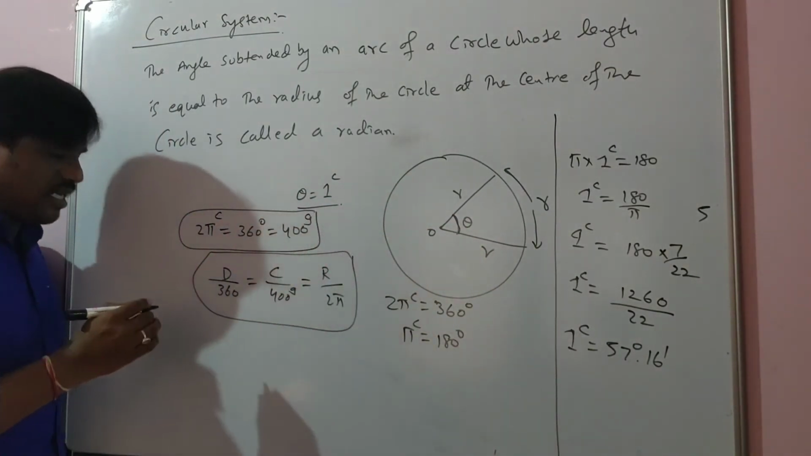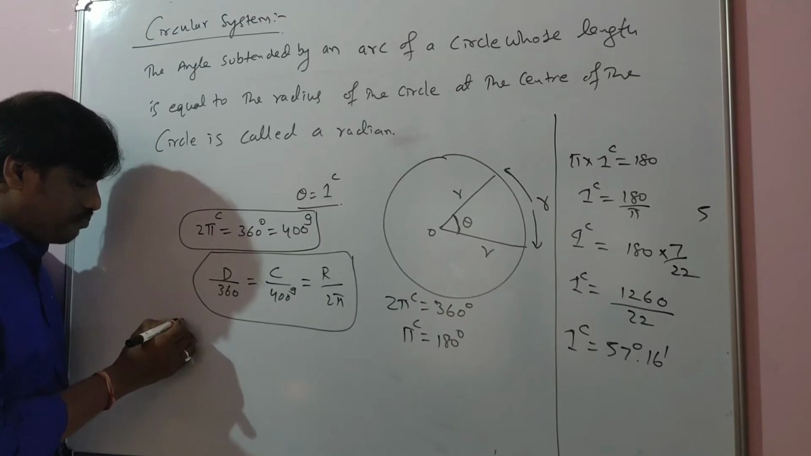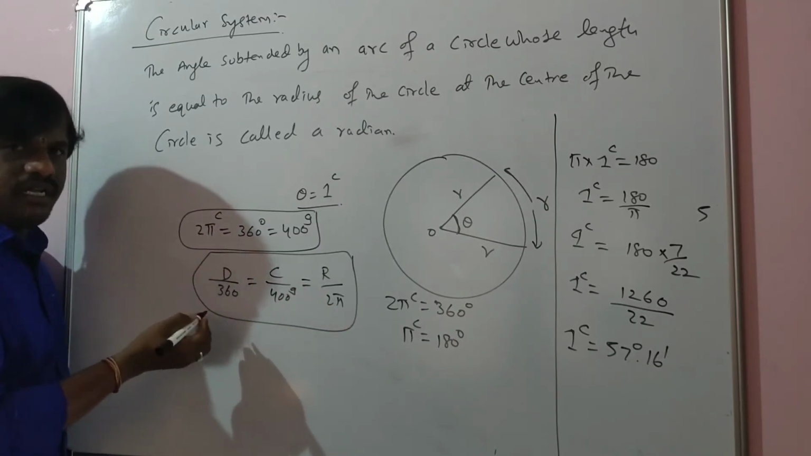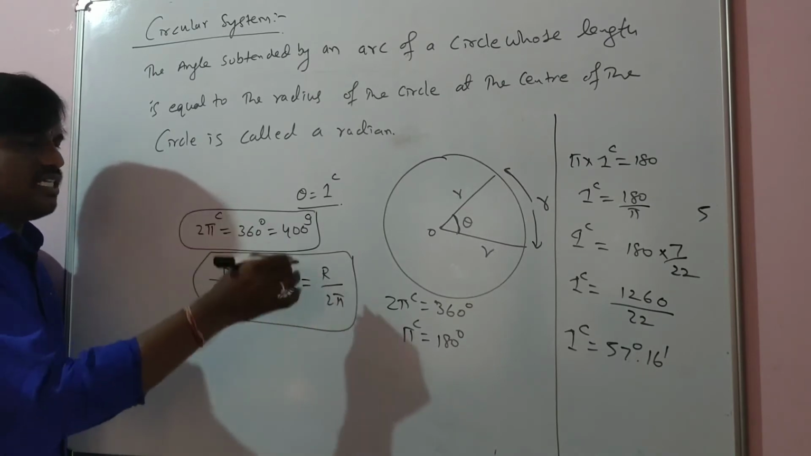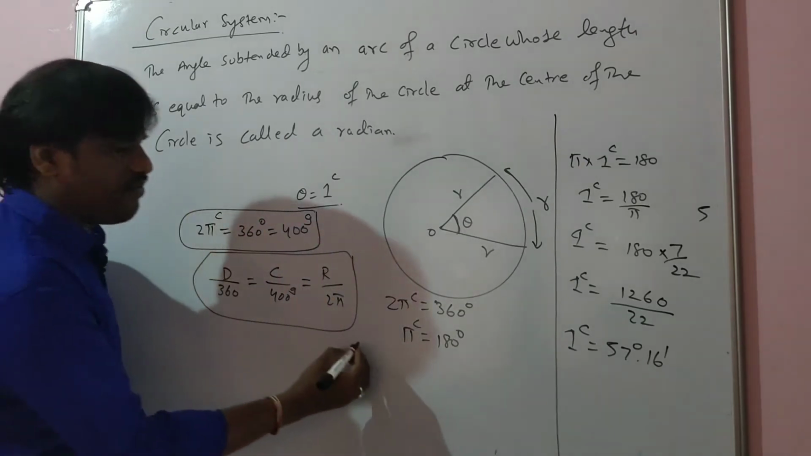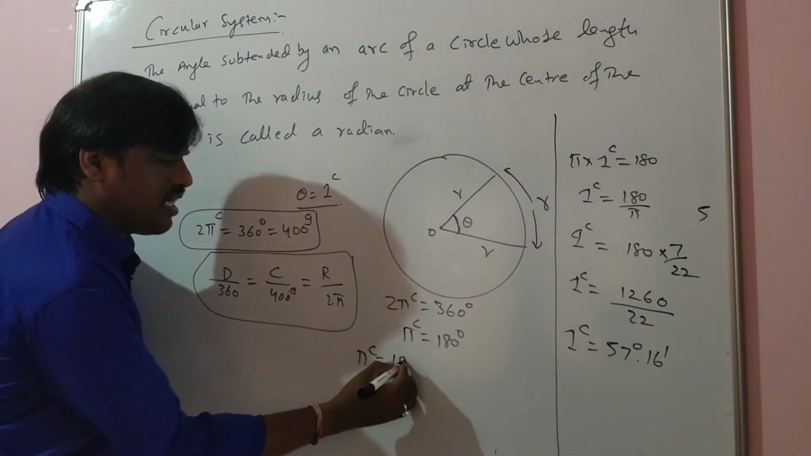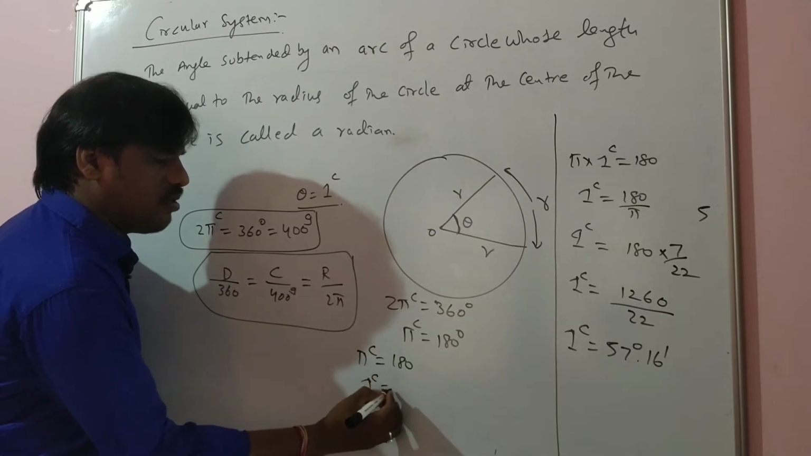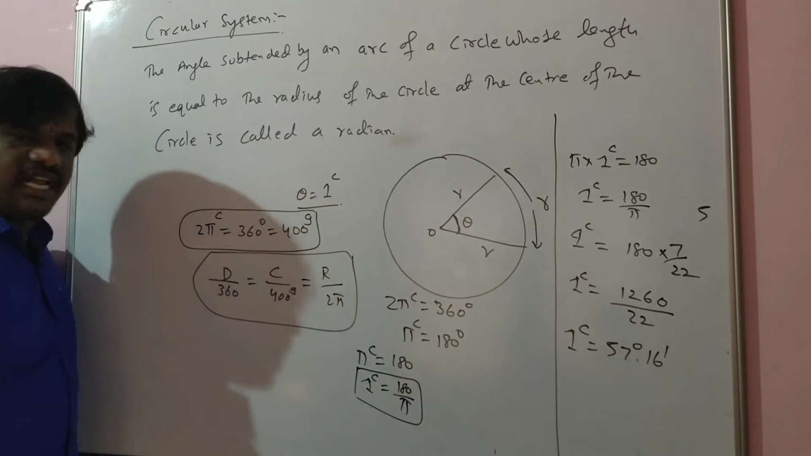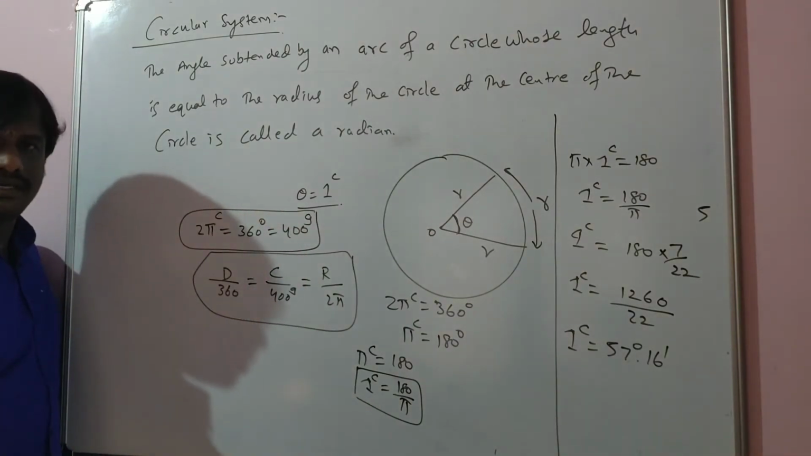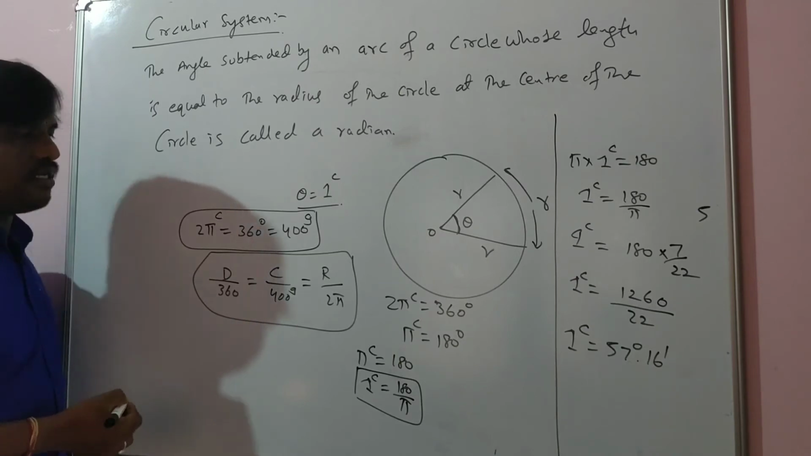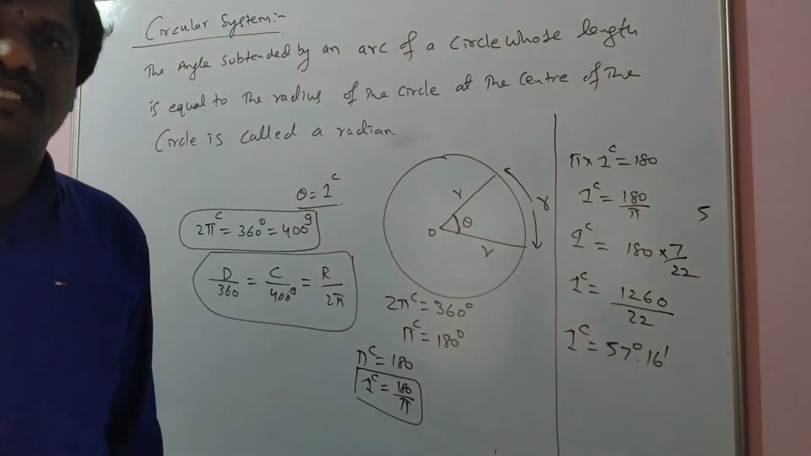Whenever I want to convert degrees into radians, what to do? I can take the relationship between them and find it. Simply, if pi radians is equal to 180 degrees, then 1 radian is equal to 180 by pi. So if I want to convert to radians, I can multiply by 180 by pi. These things I'll explain in the next lecture. Just see here.